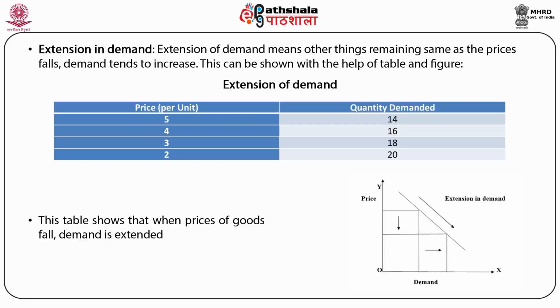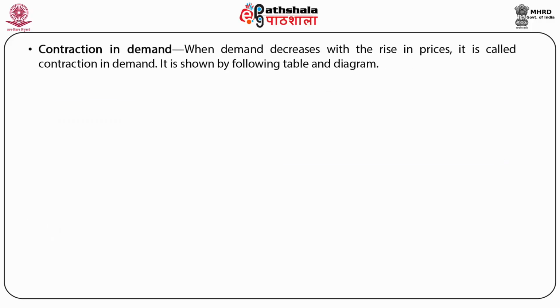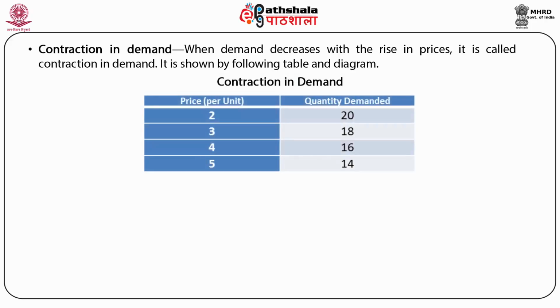In the x-axis, we take demand and in the y-axis, we take price. The downward arrow shows the extension in demand. Contraction in demand. When demand decreases with the rise in prices, it is called contraction in demand. It is shown by the following table and diagram.